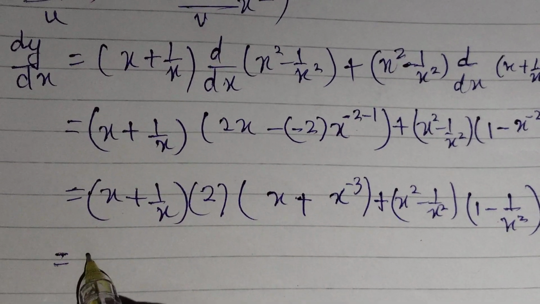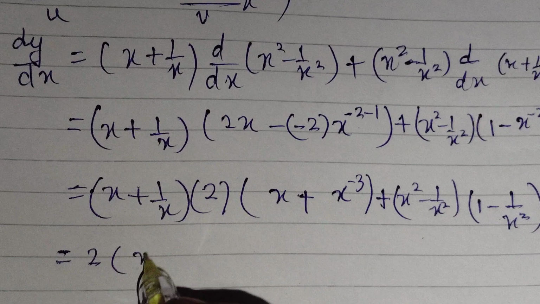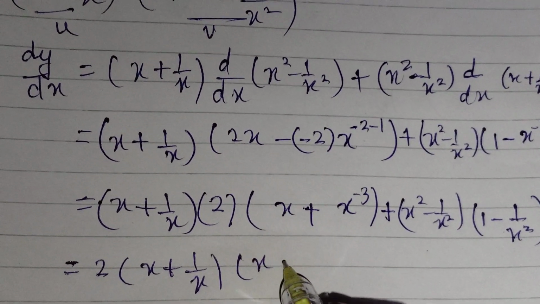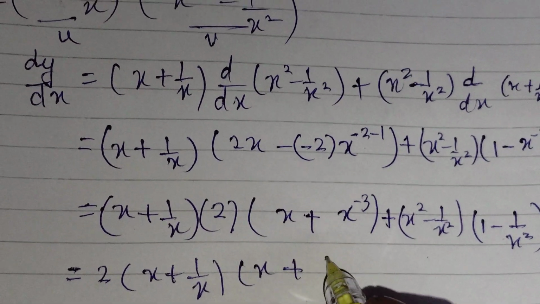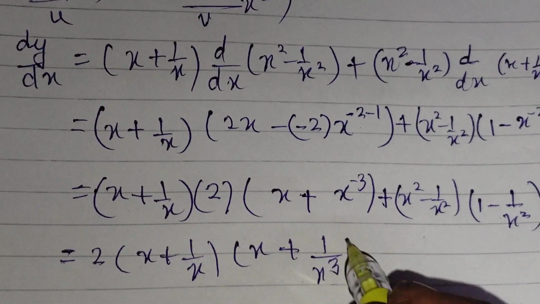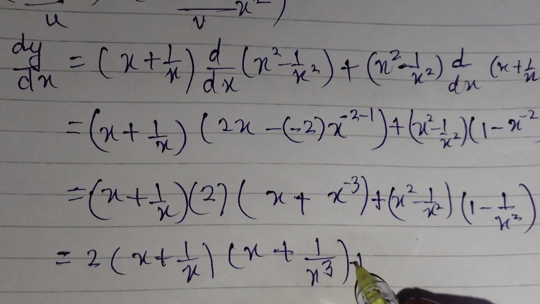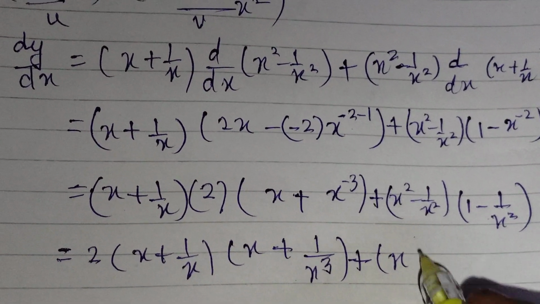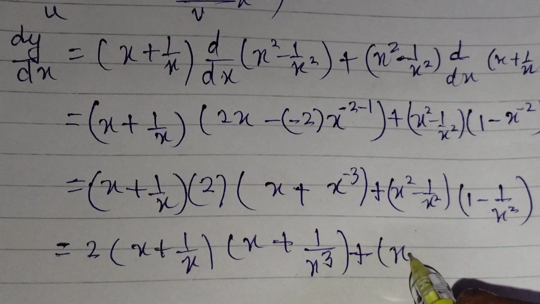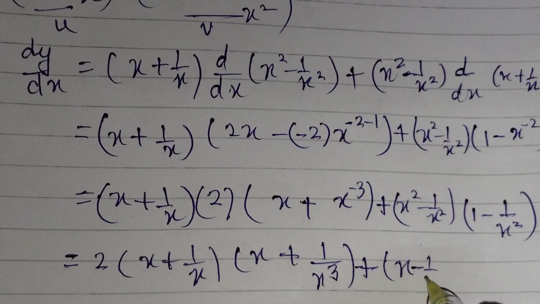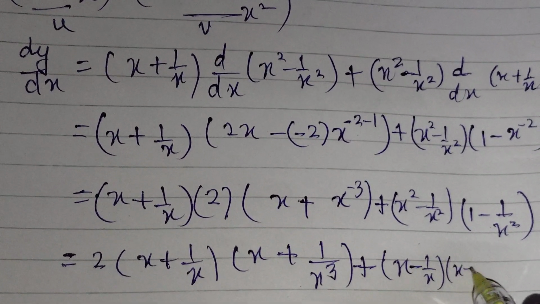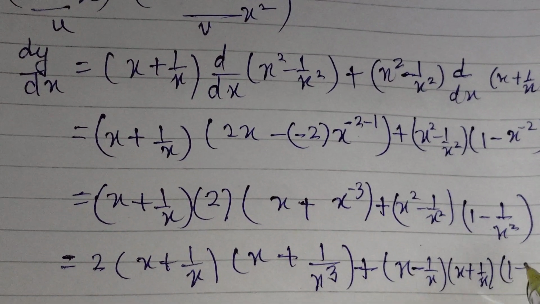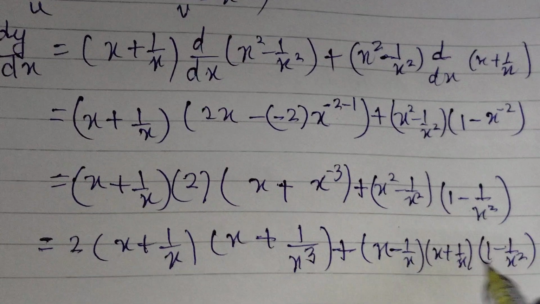Now we write 2 in front, so x plus 1 upon x, and x plus x power minus 3 can be written as 1 upon x cube to make the power positive, plus x square minus 1 upon x square is written as a plus b, a minus b, so x minus 1 upon x and x plus 1 upon x, and the second bracket 1 minus 1 upon x square is written as it is.